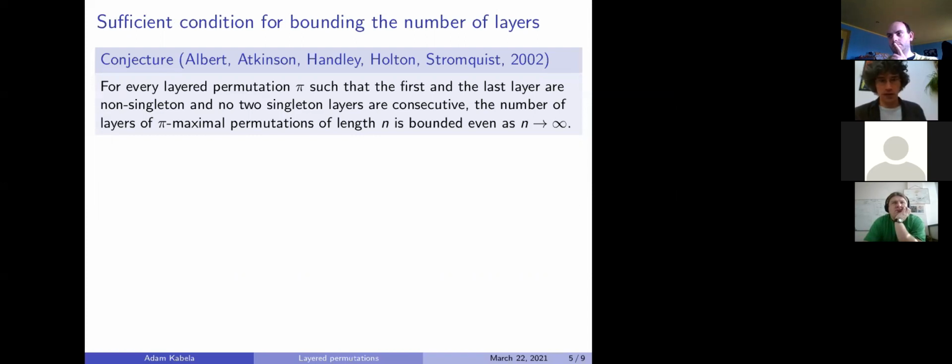The first layer should not be a singleton, because we saw an example of a pattern for which the number of layers in the maximizers cannot be bound. Similarly, the last layer should not be a singleton. You can just think of the example reversed. And furthermore, no two singleton layers in the pattern should be consecutive.